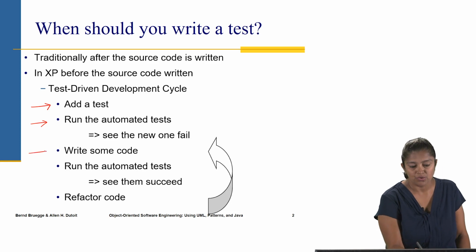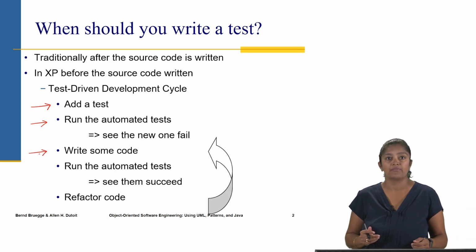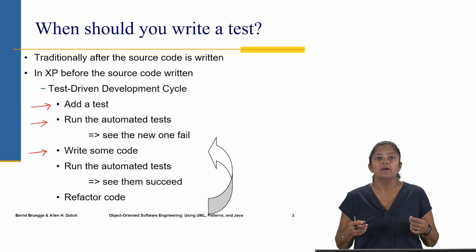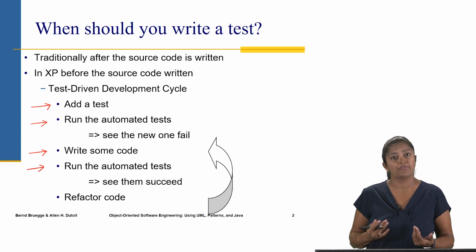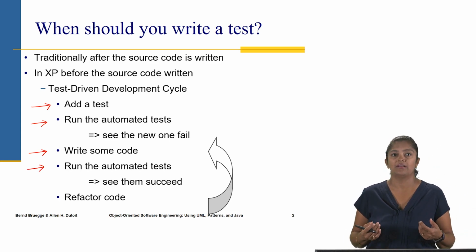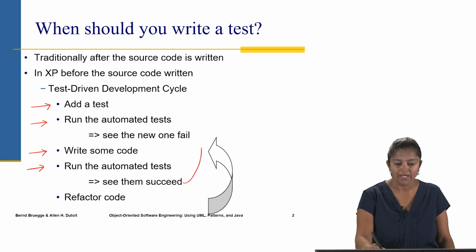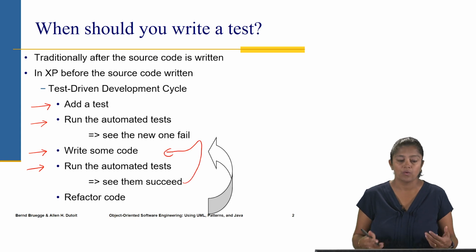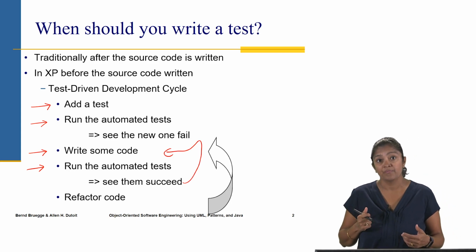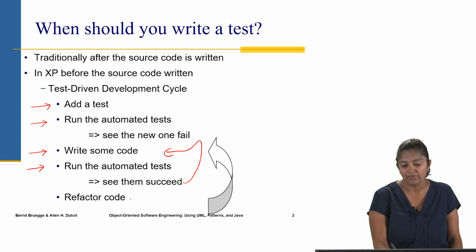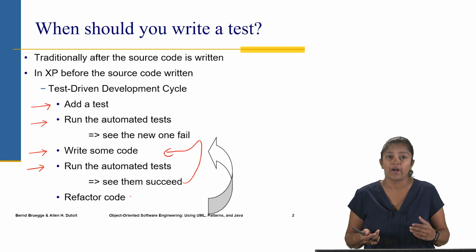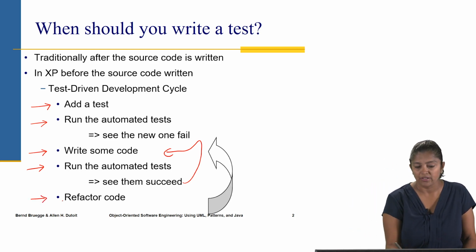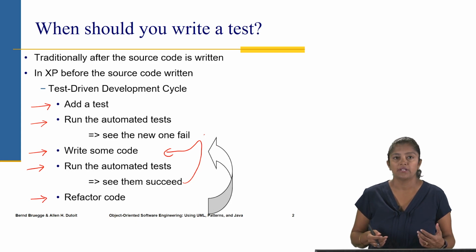Then the next step is to actually write the code to develop that functionality or that function or method, and then rerun the automated tests. And this time, if the functionality has been written correctly, then the test should succeed. If it doesn't succeed, then we have to go back and fix the code, and then run the automated tests again. And in the cycle, even if the tests succeed, sometimes we might have to refine the code, so we refactor the code and then again go back to running the automated tests.